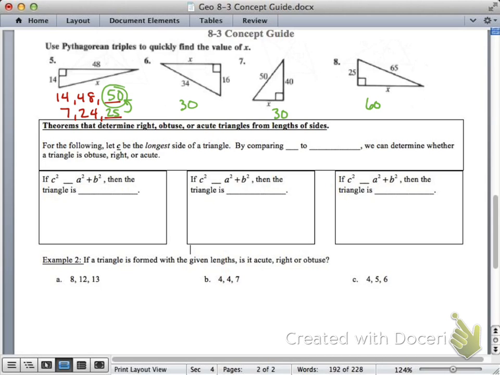If you're listening right now, underneath where it says theorems that determine right, obtuse, or acute triangles, write "right, left, or wrong triangles." I'll know if you were paying attention.